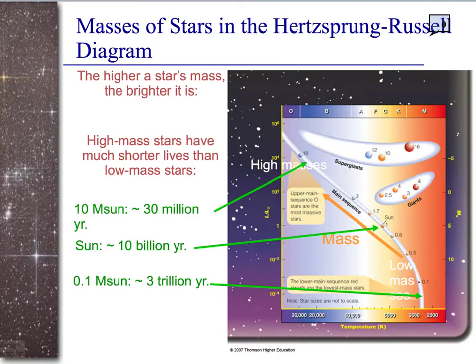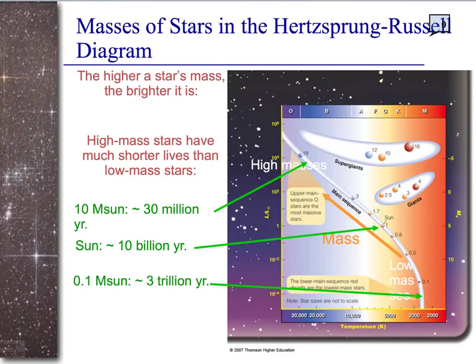But if a star is born somewhere up here on the main sequence, they burn through all of that hydrogen significantly faster. So stars that are up here only live to be about 30 million years, whereas stars that are down here live to be about 3 trillion years. So mass not only determines where it falls along here, but it also determines how long it lives.